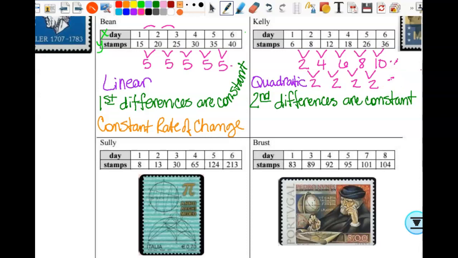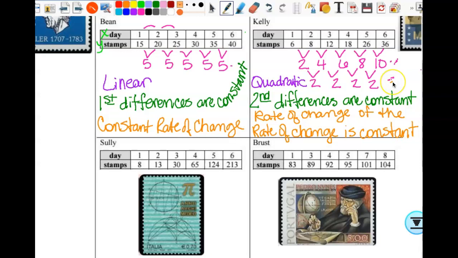And so the other thing we could say is the rate of change of the rate of change is constant. And I know that it sounds weird, but that's what it is. If it's a second difference, the rate of change of the rate of change is constant. That's your second difference as being constant. You with me on that? What questions you got?